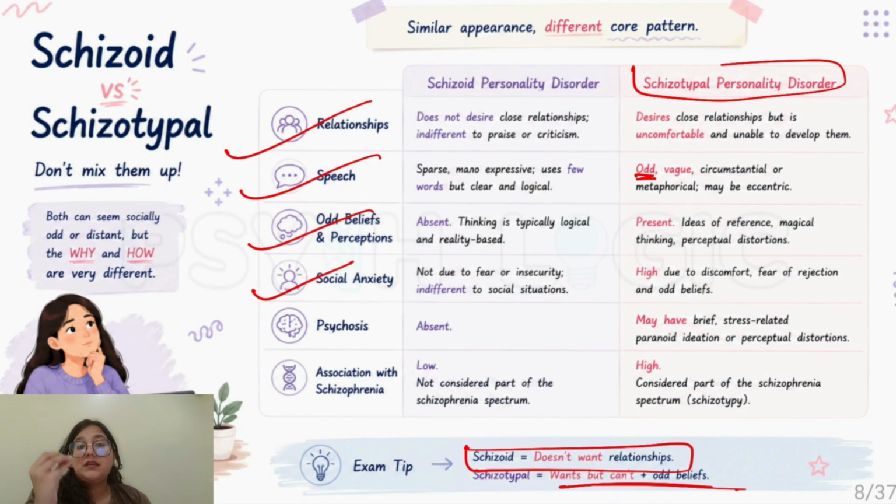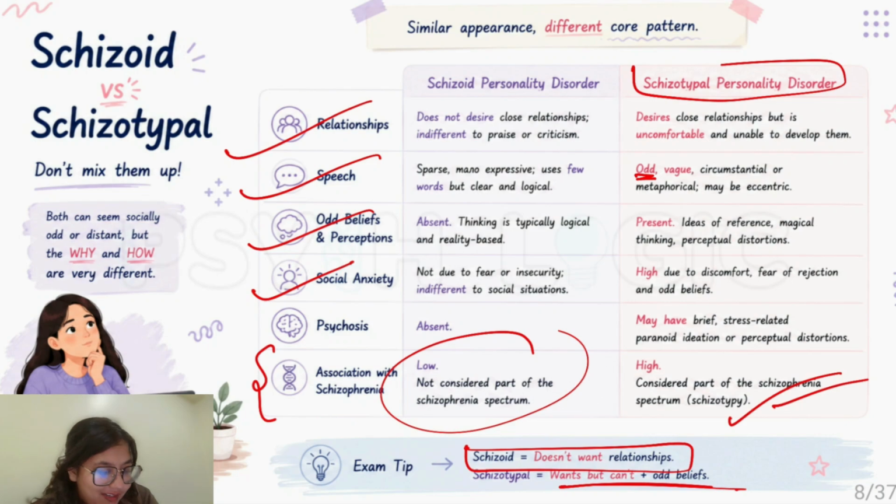The biggest exam point is that many students see the word schizotypal and immediately think schizophrenia, right? So, what is the association? Schizotypal personality disorder belongs in the schizophrenia spectrum, but it is not schizophrenia. These individuals may have odd beliefs and unusual perceptions, but they do not have persistent hallucinations or any kind of fixed delusion like we see in schizophrenia. And in schizoid, again, they do not have odd beliefs or magical thinking.